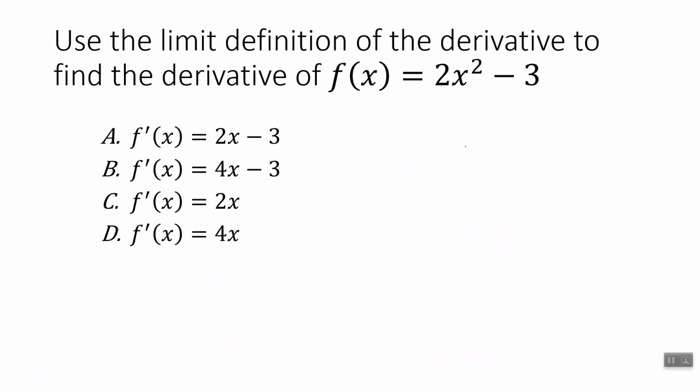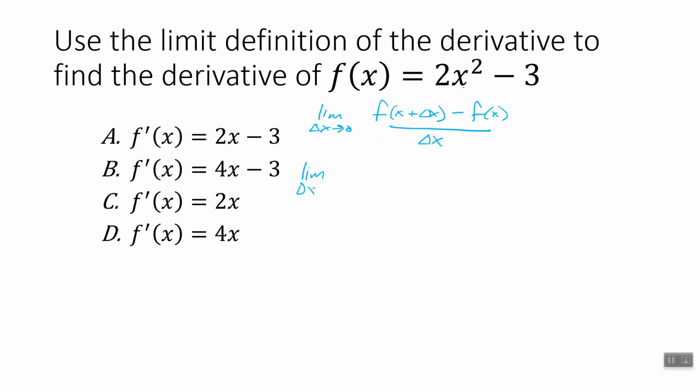All right, one more example. This one should be a little easier. We've got 2x squared minus 3 here. We want to use the limit definition of the derivative to find the derivative of this guy. So remember, the limit definition is the limit as delta x goes to 0 of f of x plus delta x minus f of x all over delta x. So we're going to plug in x plus delta x there, and then we're going to subtract plugging in just regular x, so just the original function here, and we're going to see what happens.